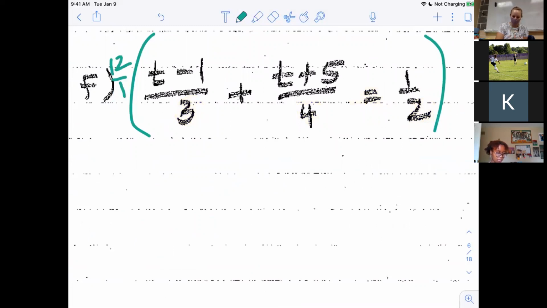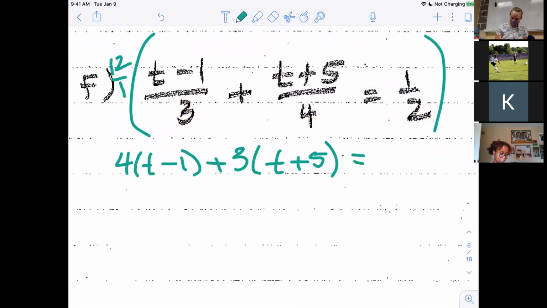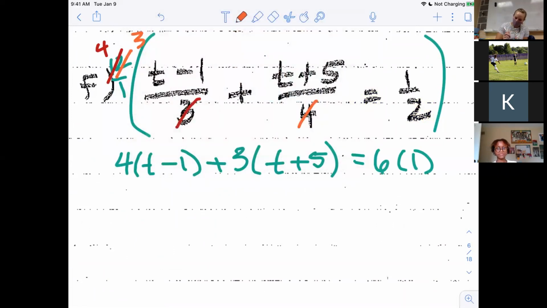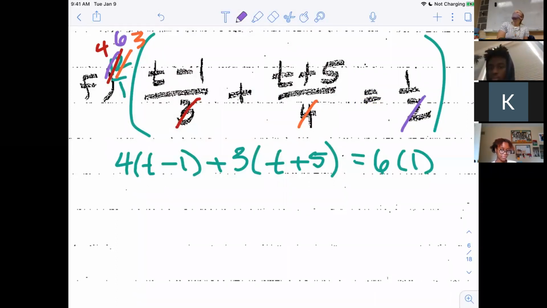12 over 1, essentially. So that's like 4 times (t minus 1) plus 3 times (t plus 5) equals 6 times 1. So these cancel out. I'm left with a 4. The 4 canceled out and I was left with a 3. And then last, the 2 canceled out and I was left with a 6. The reason I put parentheses in here is, we're really tempted to just multiply that 4 by the t, and you forget to also give it to the -1, or multiply that 3 times the t and not give it to the 5. So make sure it goes to everything.